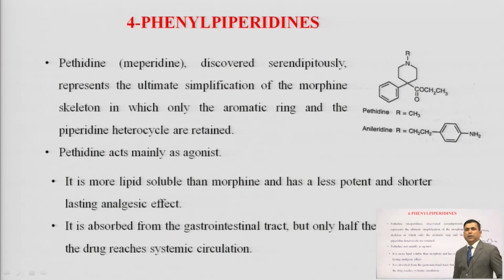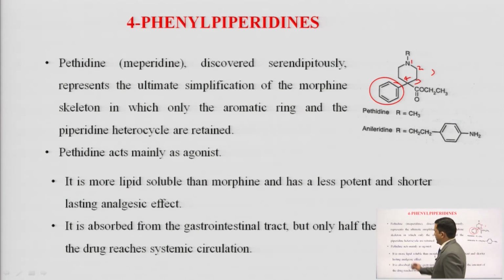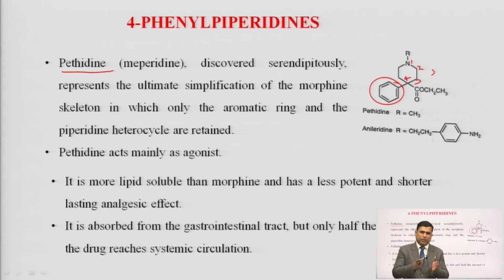Next is the 4-phenyl piperidines. Why do we call them 4-phenyl piperidines? Because counting 1, 2, 3, 4, at the fourth position one phenyl group is present, that is 4-phenyl piperidine. The well-known example of 4-phenyl piperidines is pethidine, discovered serendipitously, and it represents the ultimate modification of the morphine skeleton, in which only the aromatic ring and the piperidine heterocycle are retained. In morphine, ring D is the piperidine ring and ring A is the phenyl ring. So only ring A and ring D, the piperidine ring, are retained.